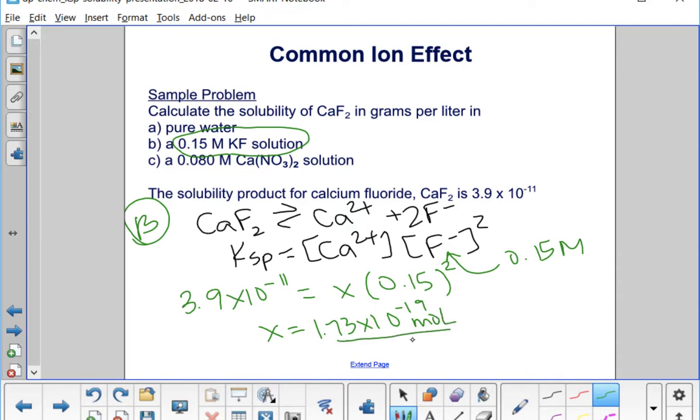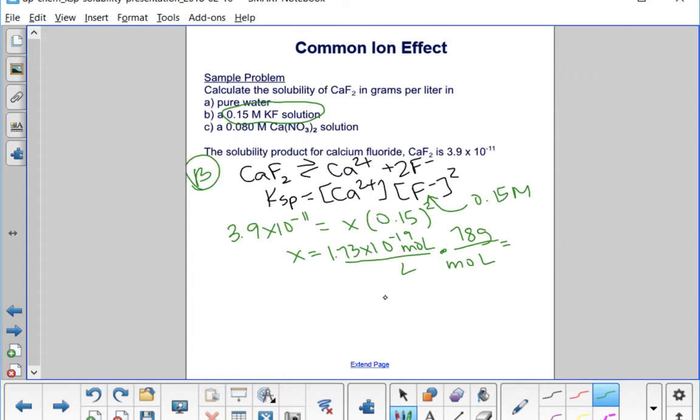Now in this case, it was calcium, but again, that's also the ion that's in the lowest mole ratio. So that's also our molar solubility. But again, we need to multiply by the molar mass of calcium fluoride, 78 grams per mole, to get our solubility in grams per liter. When we do that, we get 1.35 times 10 to the minus 7 grams per liter, which is much, much, much less than our initial solubility of 0.0167 grams per liter, several orders of magnitude less.